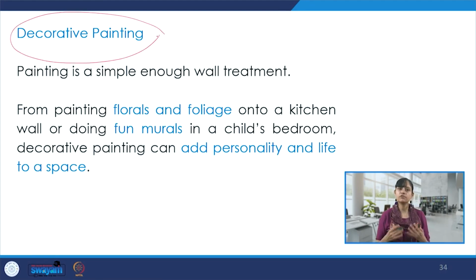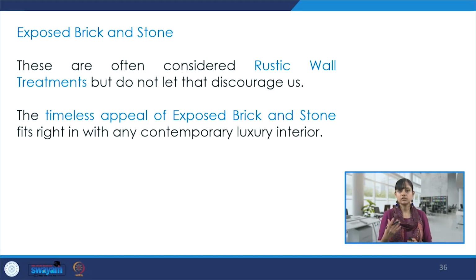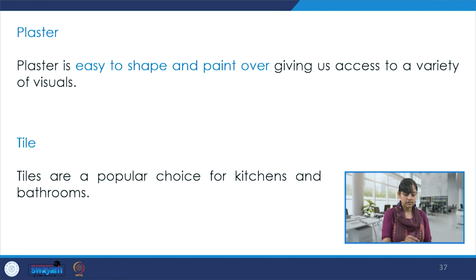Then, what are decorative paintings? They play a very interesting role in creating a wall treatment or interesting surface finishes. Wallpaper, again, is very popular, and we can also use timber very gracefully and luxuriously at the same time. Exposed brick and stone is another possibility, to achieve a certain kind of rustic finish and some kind of timeless appeal on the surfaces. There is plaster, which is easy to shape, and you can achieve finishes through that.